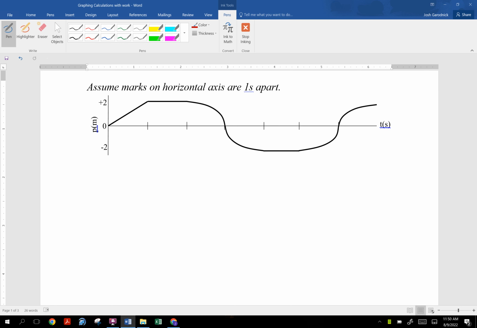Hello everyone. This video is intended to help you with some graphing calculations. There's another video about how to describe the motion based on graphs, but this is more about doing calculations. So we're going to start with the position time graph, and we are going to focus from 1 second, right here, all the way over to here, which is 6 seconds.